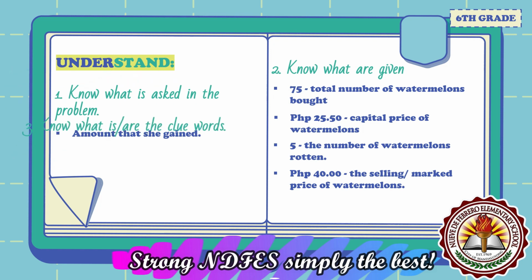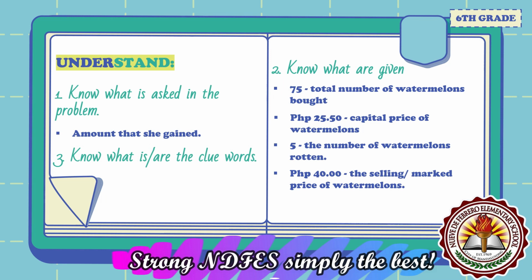Next, know the clue words. Why do we need to find the clue words? Exactly, to help us find the correct mathematical operations to be used. What are the clue words in the given problem? So you have each, the rest, and then gain.